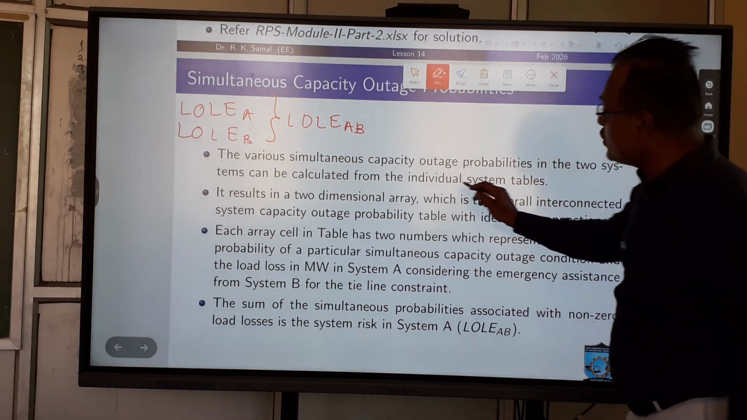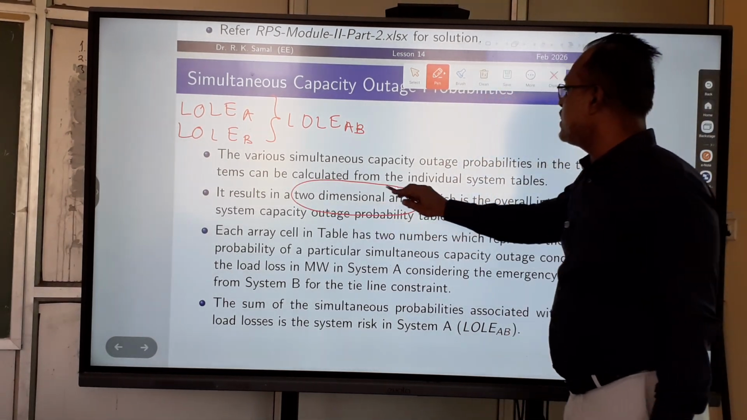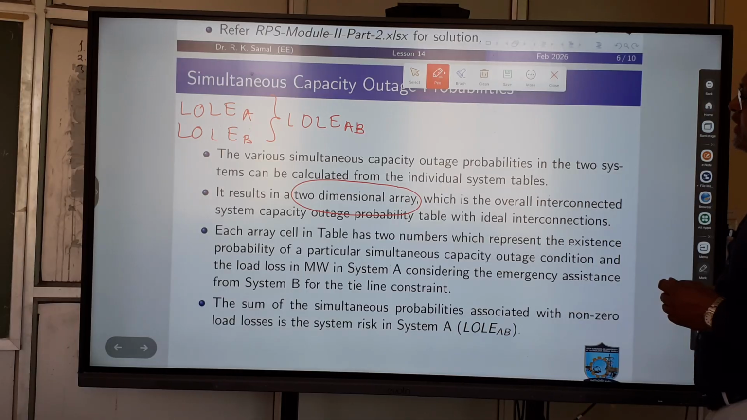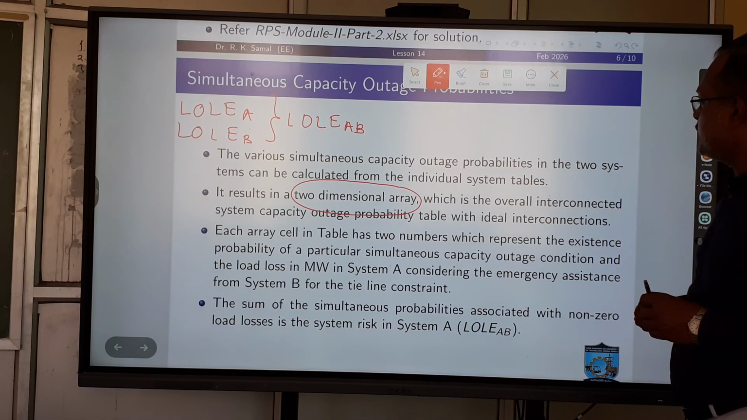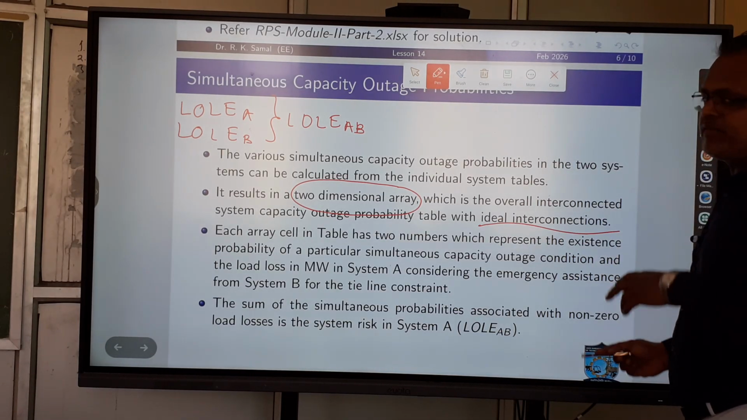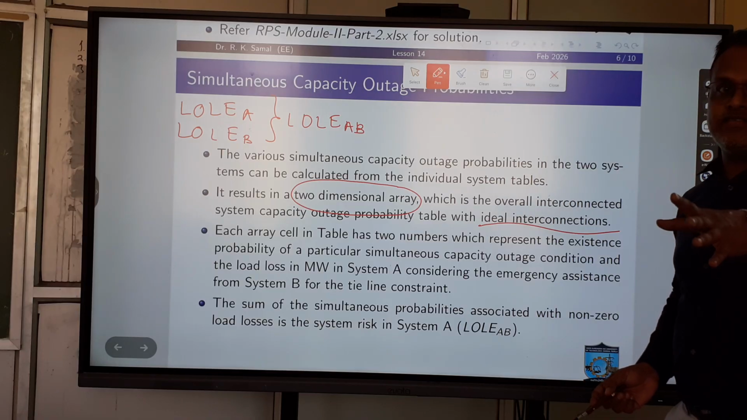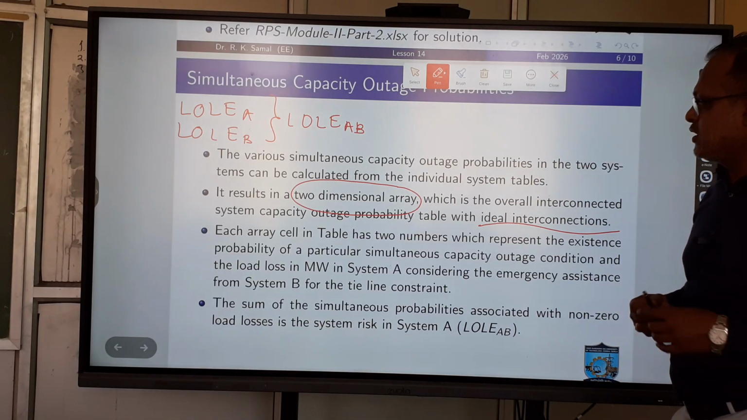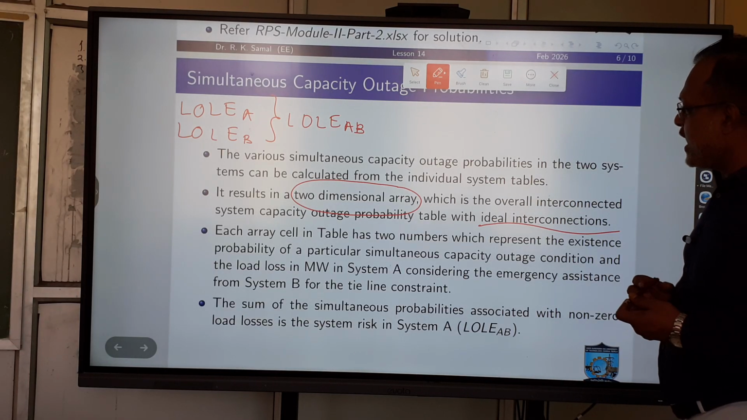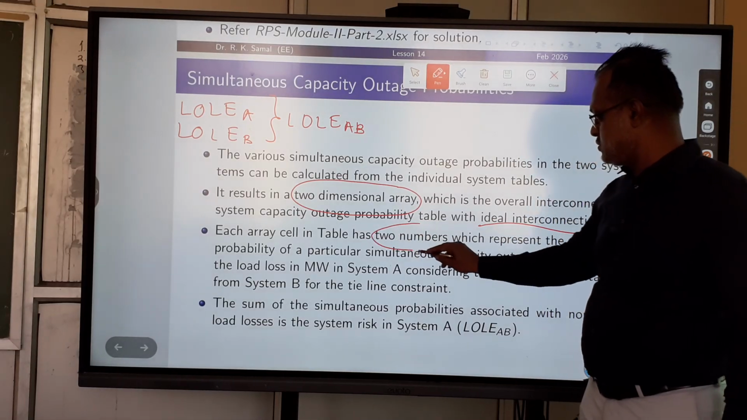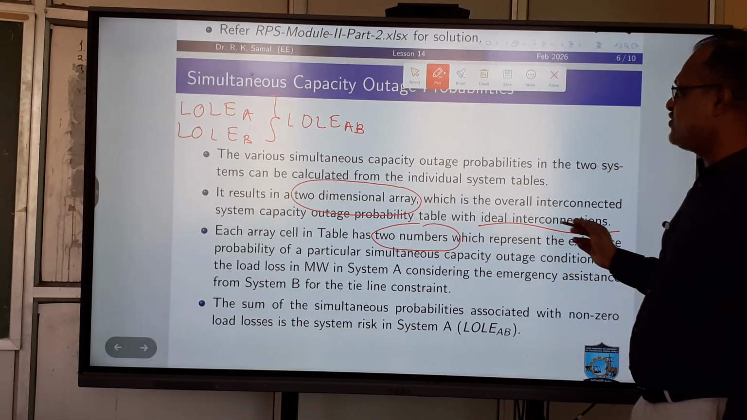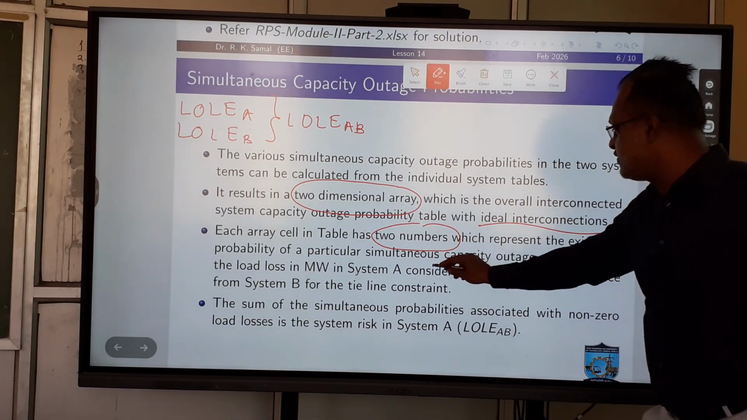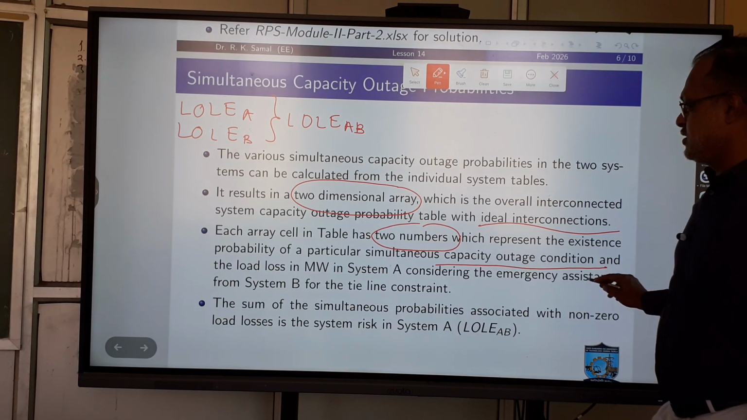It results in a two-dimensional array, which is the overall interconnected system capacity outage probability table with ideal interconnection. That means whatever it says, it provides. 10 megawatt it says, it provides 10 megawatt. Each array cell in the table has two numbers which represent the existence probability of a particular simultaneous capacity outage condition.